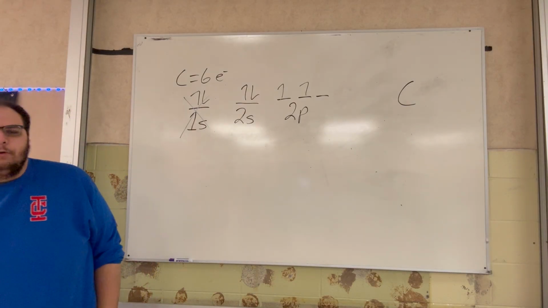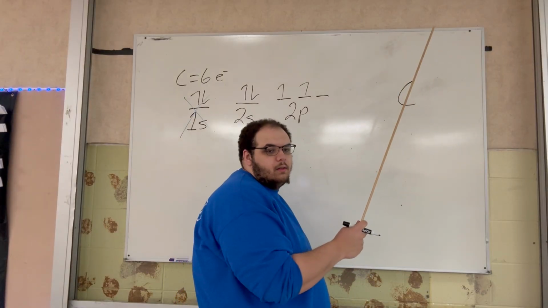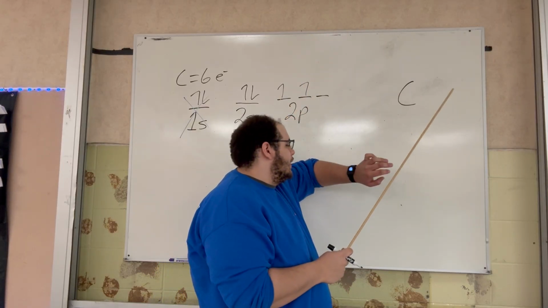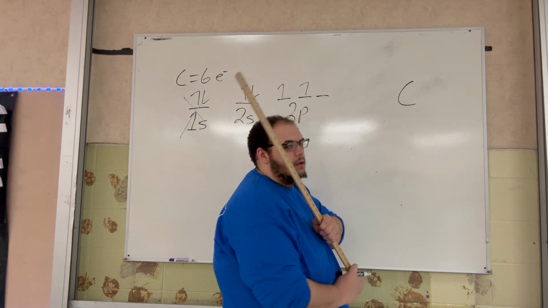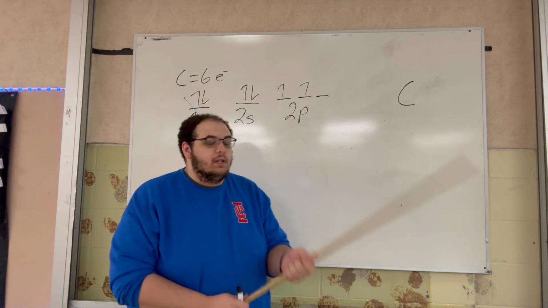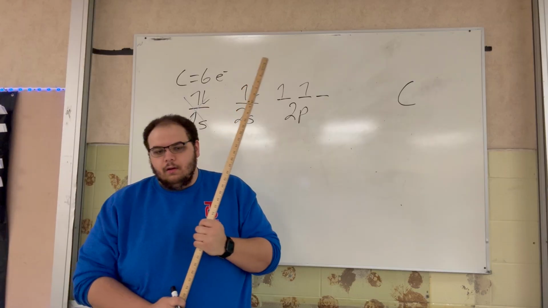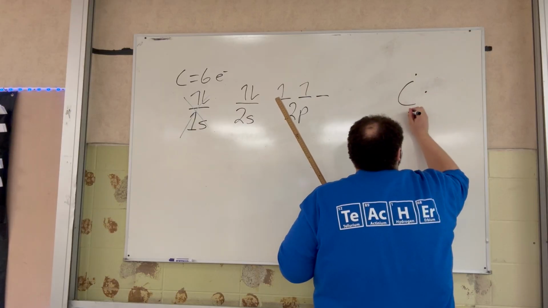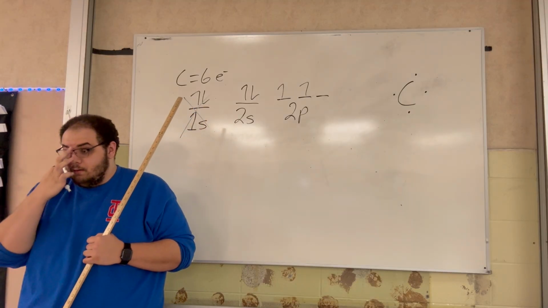In a Lewis structure, you have 4 sides: the top, the right, the bottom, and the left. You can have up to 2 electrons on each side. But just like Hund's rule, there has to be 1 on each side before you start doubling up. So here we have 4 electrons. I'm going to go 1, 2, 3, 4. That's the Lewis structure for carbon. That's it.